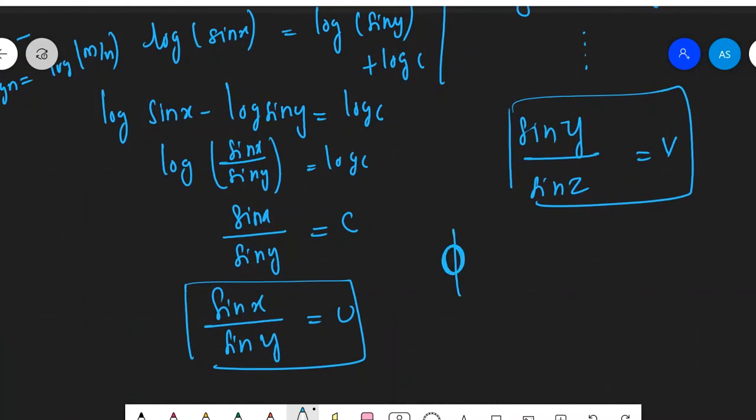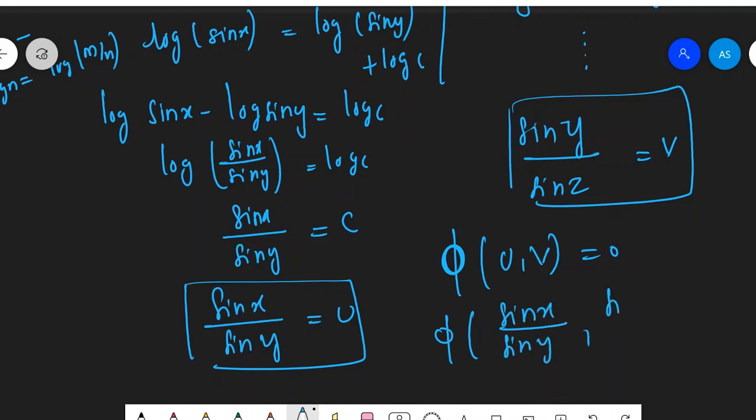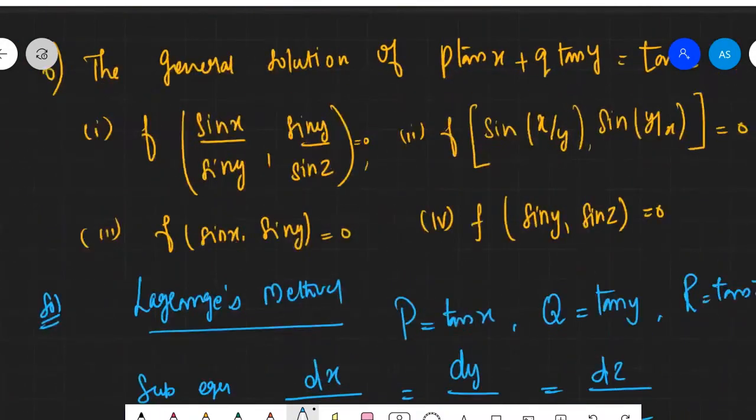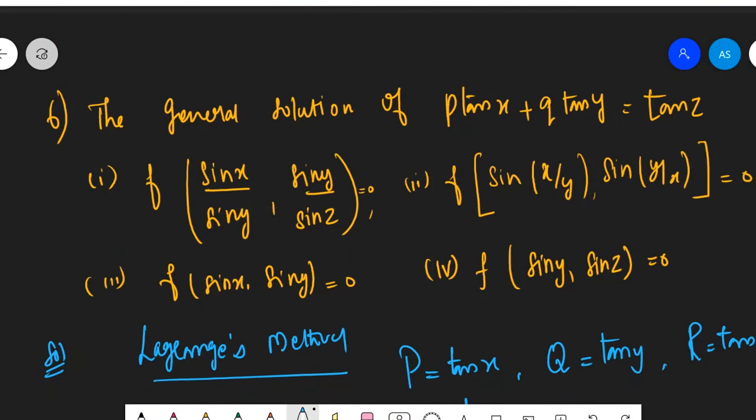What is the solution? The solution for Lagrange's method is phi of u comma v equals 0. Here u value is sin x by sin y, and v is sin y by sin z. We can assign the function as either f or phi. But in the options, we are using f only. So f of sin x by sin y, sin y by sin z equals 0 is our answer.